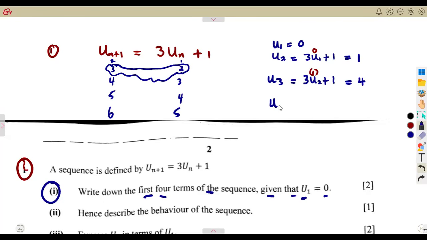So the same thing, even to find our u4, it means that if this is 4, this will be a 3.